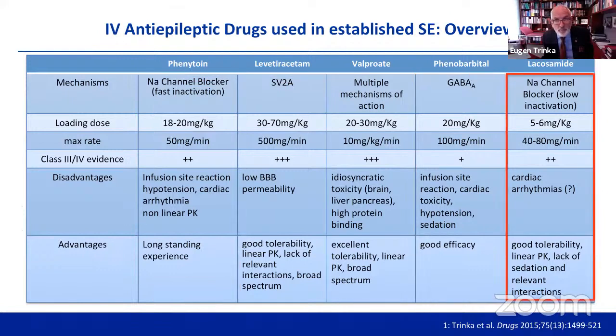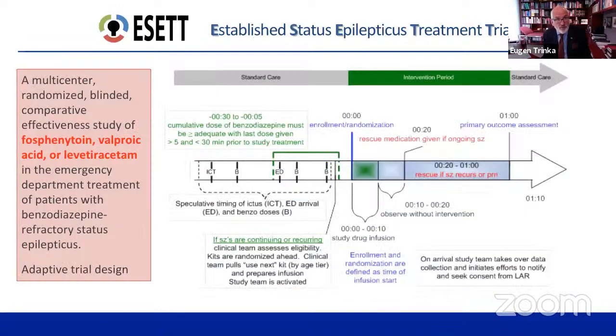We have 4 anti-epileptic drugs, and now we have the 5th one with lacosamide. We have the 6th one with brivaracetam, and we will soon have the 7th one with perampanel IV, not on the market yet. These drugs differ, of course, in terms of their efficacy, probably.